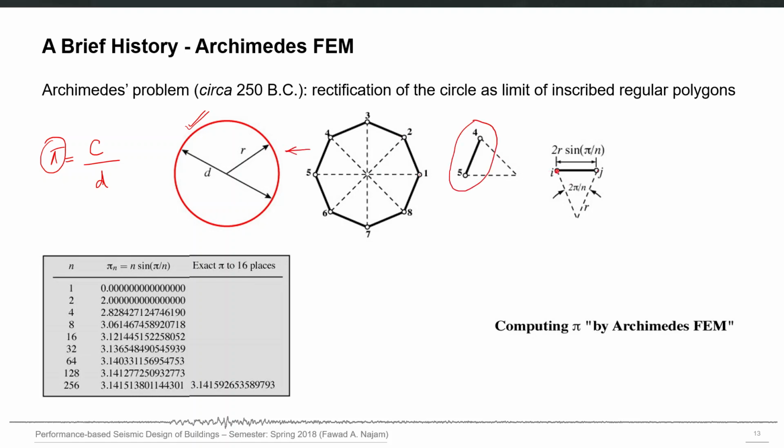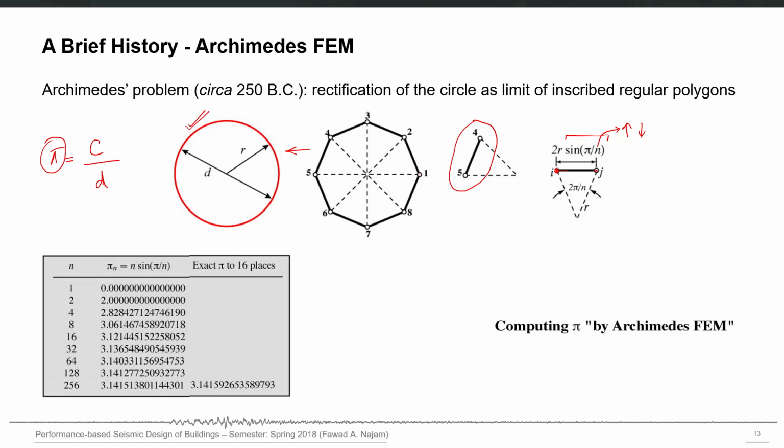So for any two nodes i and j, we can write the length of this segment ij as a function of n, such that as the value of n increases, the length of this segment ij decreases. So let's define this length as 2r sin(pi/n), and we can see here that when n increases, the value of sin(pi/n) will reduce and the segment length ij will also reduce. And for a very high value of n, this ij length will reduce to a very small value.